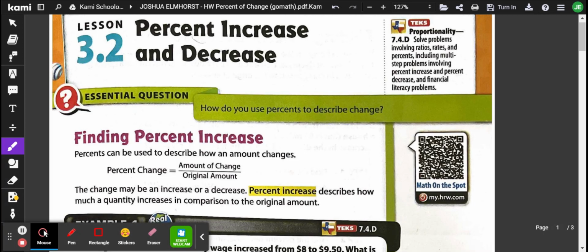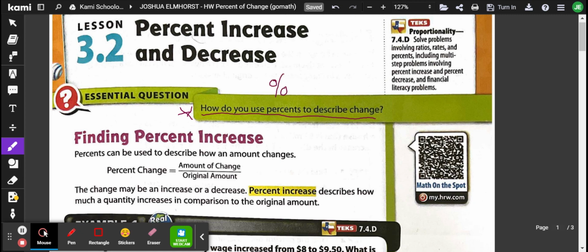Mr. Elmhorst with the 7th grade math lesson, and we're focusing on percent increase and decrease. So this is the help video for the homework assignment. The focus question here is, how can we use percent to describe the change?